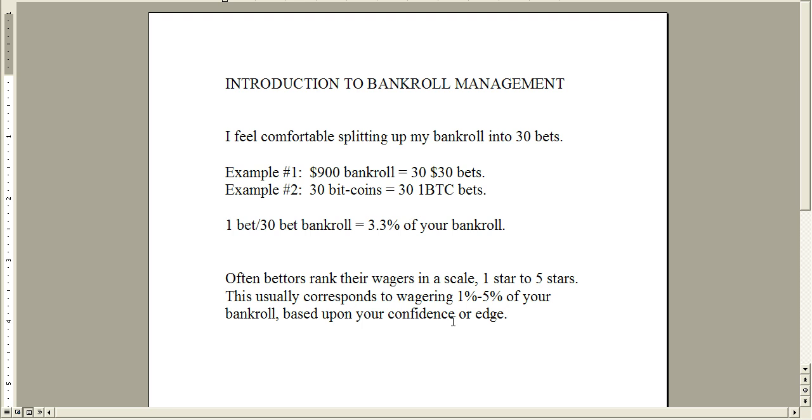And as you look down here, often bettors rank their wagers on a scale. You might follow somebody who does the 1-star or 5-star play of the day, and that corresponds to wagering 1% or up to 5% of your bankroll based upon your confidence or your edge. So that's varying your bet. And advanced bettors will vary their bets as they should, because they have different edges on different wagers. We're going to talk a little bit more about that in a second, but I just want to point out that my choosing 30 bets, 3.3%, is right in the middle between 1% and 5%. So I think that's a comfortable place to start.